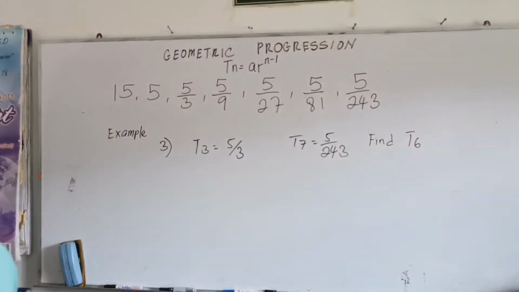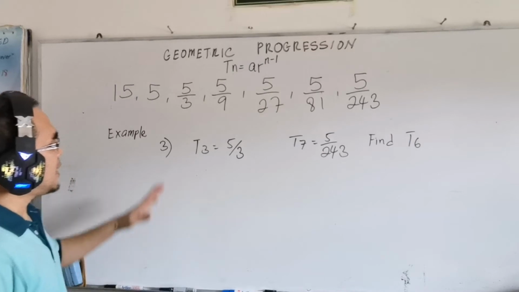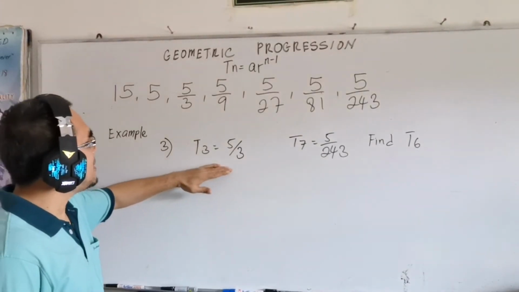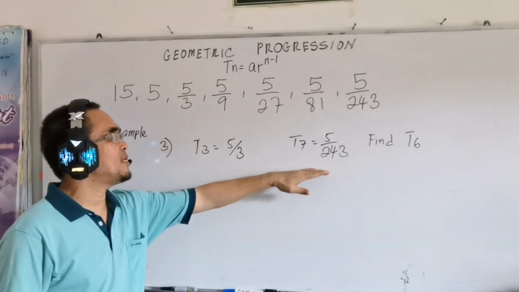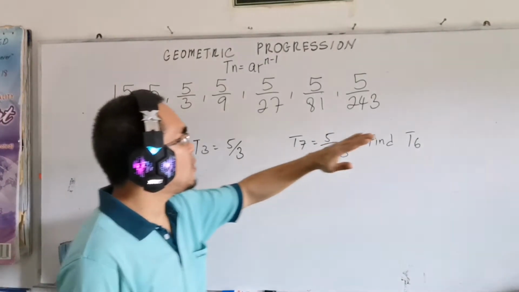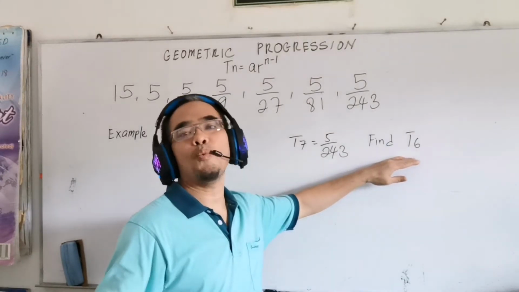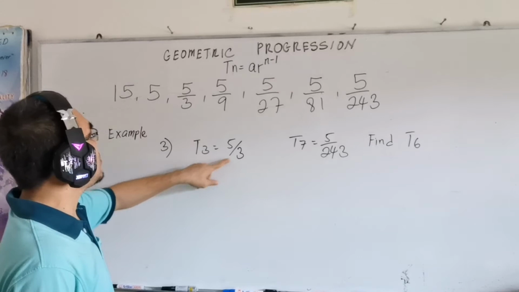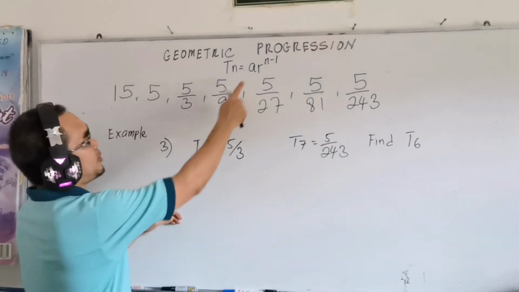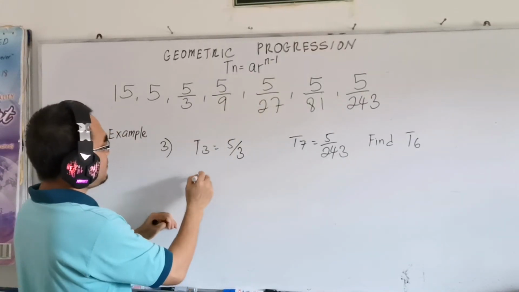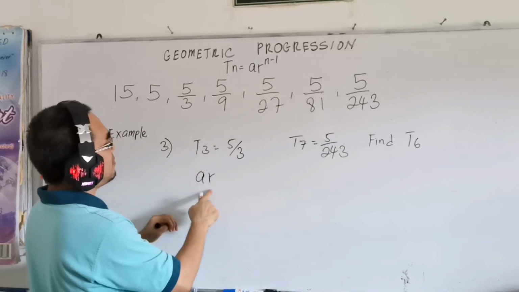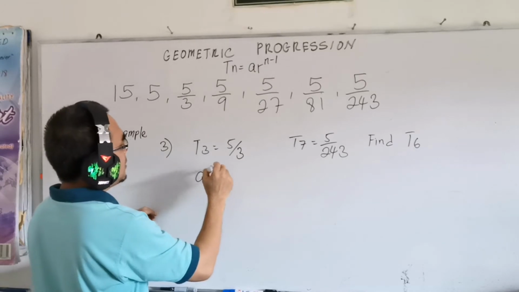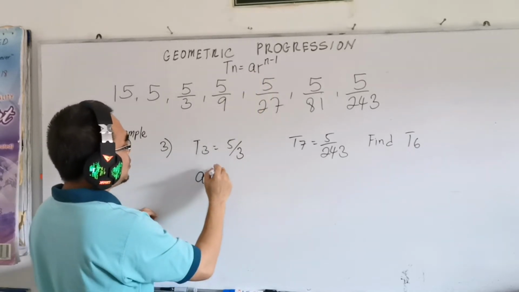Okay, another hypothetical question will be, they give you two terms. The third term is 5 over 3, the seventh term is 5 over 243. They want you to find T6 or T5 or whatsoever. So based on the info, there is T3 equal to 5 over 3. You substitute. We do not know A, we do not know R, but then we know that N will be 3. So 3 minus 1 will be 2.